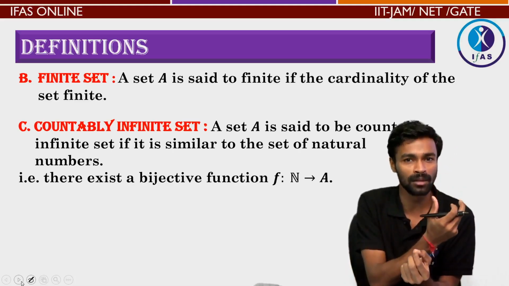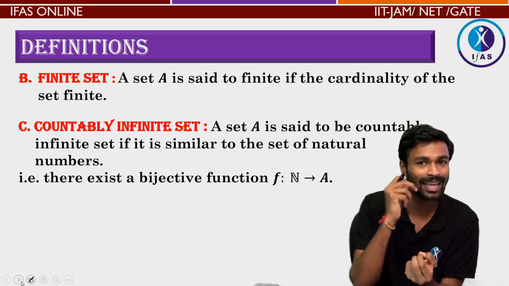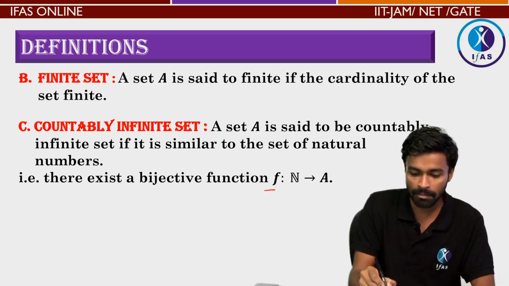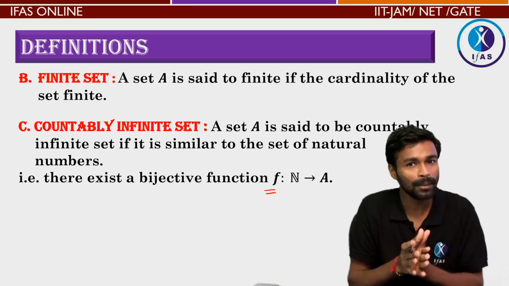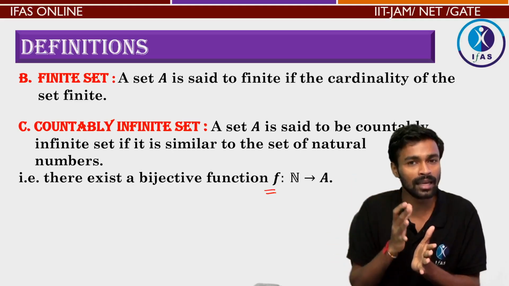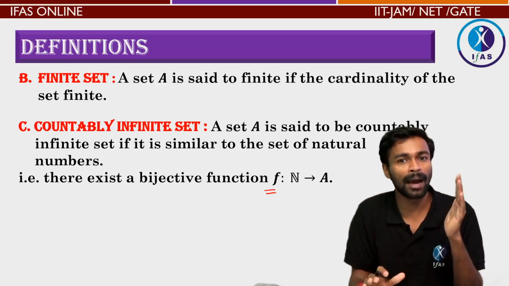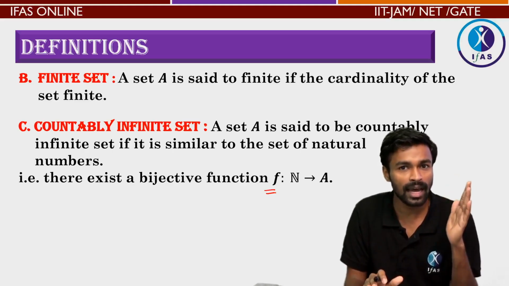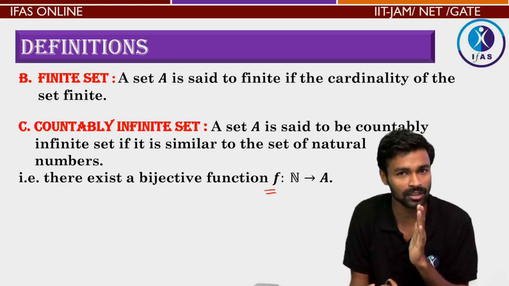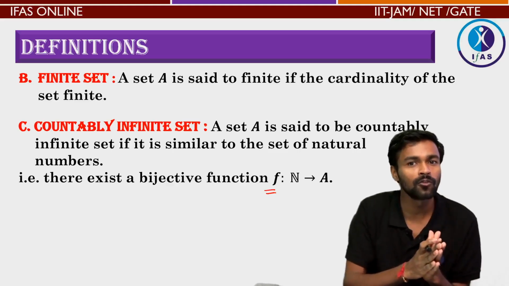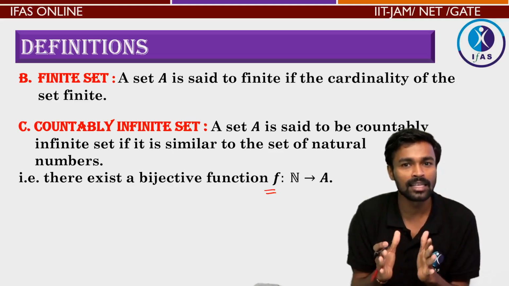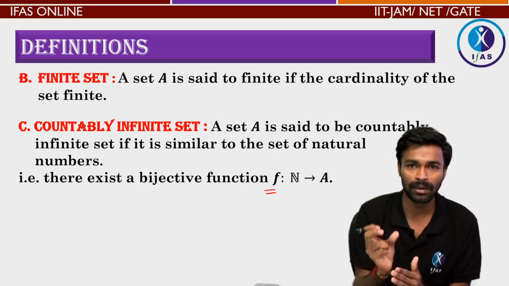By the definition of similar sets, there exists some bijective function f from the set of natural numbers N to set A. Okay, if our A is similar to N, then a bijective function should be defined such that f from N to A is a bijective function. If such a function exists, then N will be similar to A and A is also similar to N, and in that case we say that our A is countably infinite.